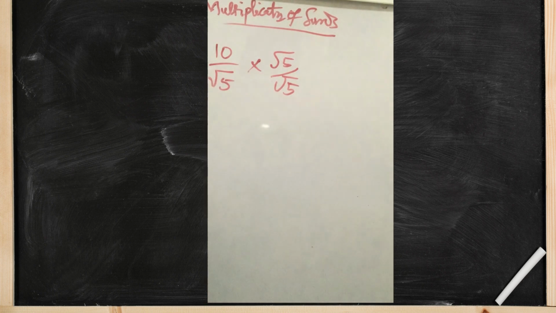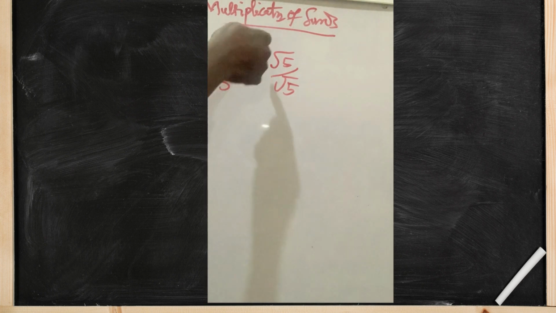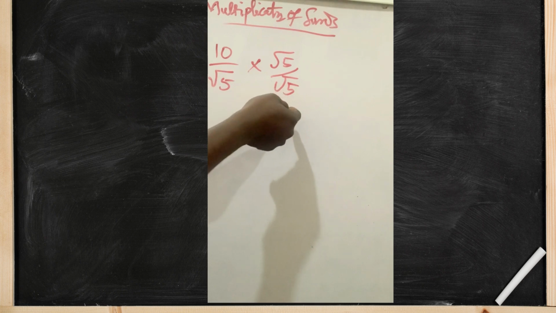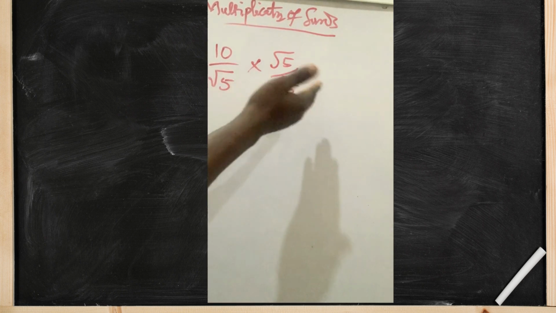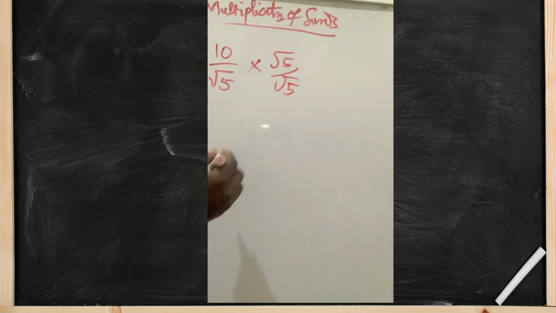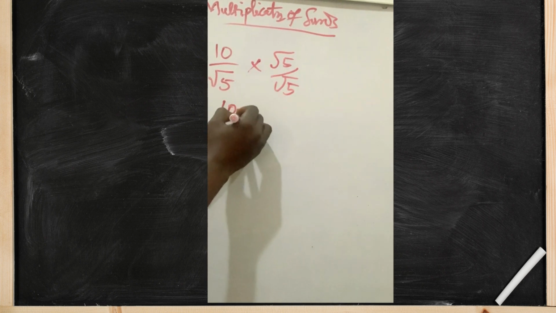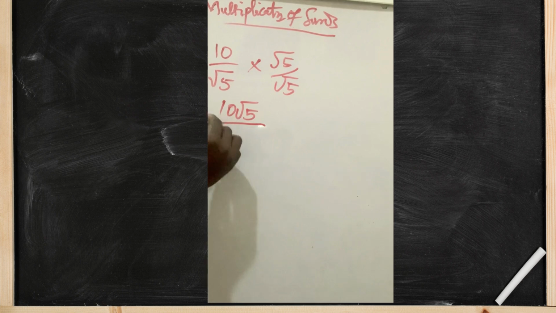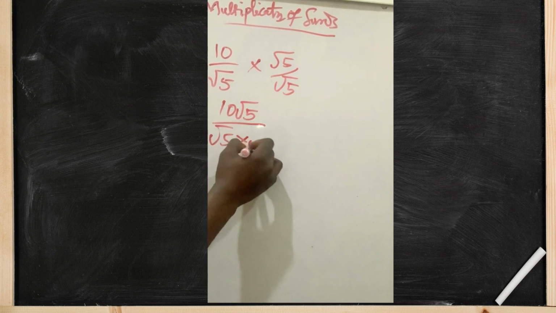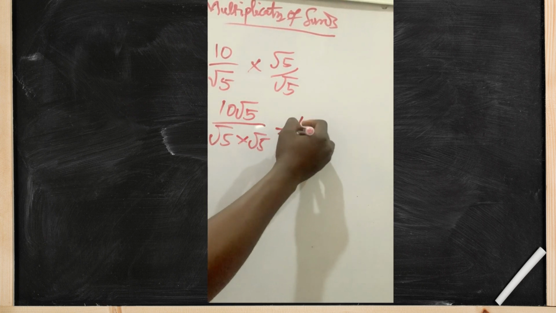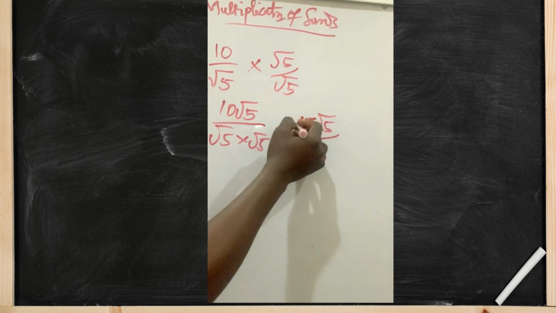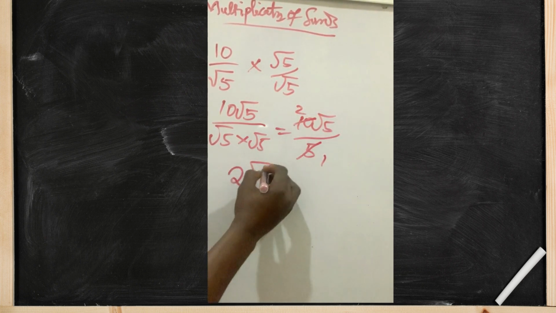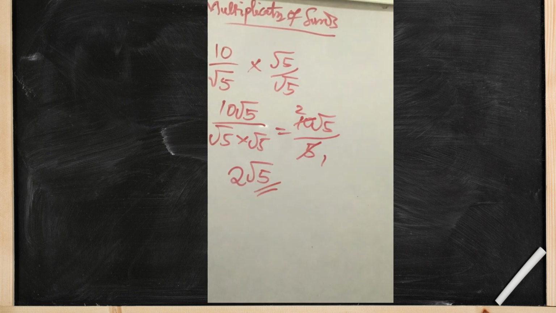We are not distorting the question by adding square root of 5 divided by square root of 5, just because we want to eliminate the square root of 5. We are just multiplying by 1. So by the time you multiply this out, you have 10 root 5 divided by square root of 5 times square root of 5, and that's going to give us 10 root 5 divided by 5. 5 here 1, 5 here 2. The answer is going to be 2 root 5. As simple as that. That's for division.